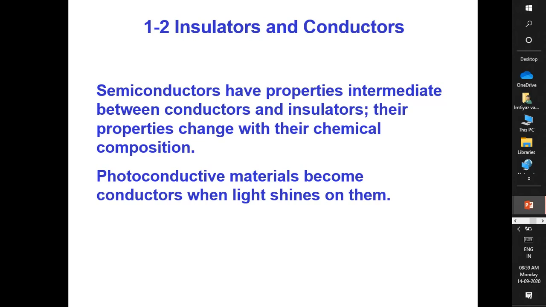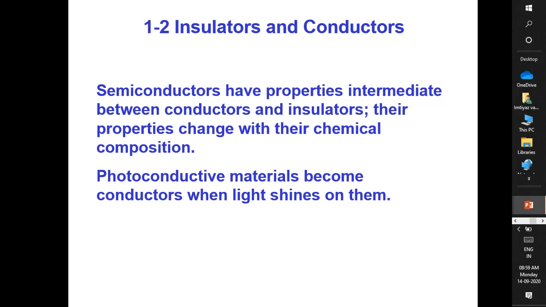Now see here, semiconductors have properties intermediate between conductors and insulators, and the properties change with the chemical composition. Semiconductors are among today's most useful materials, because without semiconducting material we cannot make any kind of electronic device.